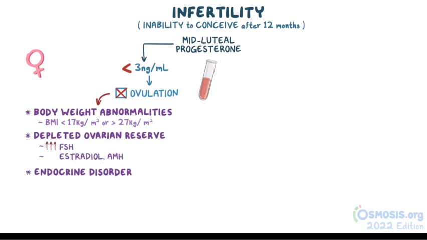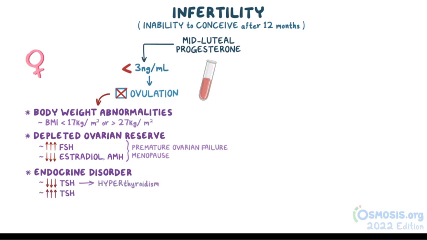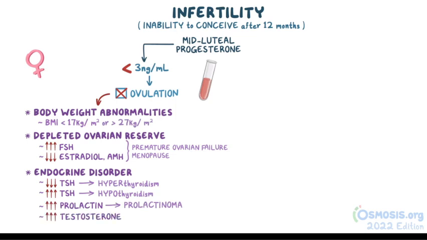High FSH and low estradiol and AMH suggest a depleted ovarian reserve, which can be seen with premature ovarian failure and menopause. To rule out an endocrine disorder, serum TSH, prolactin, and testosterone are drawn. Low TSH indicates hyperthyroidism, while high TSH suggests hypothyroidism. High prolactin levels suggest a prolactinoma, which can be confirmed with a head MRI. And finally, high testosterone could be because of hyperandrogenic causes, like PCOS.